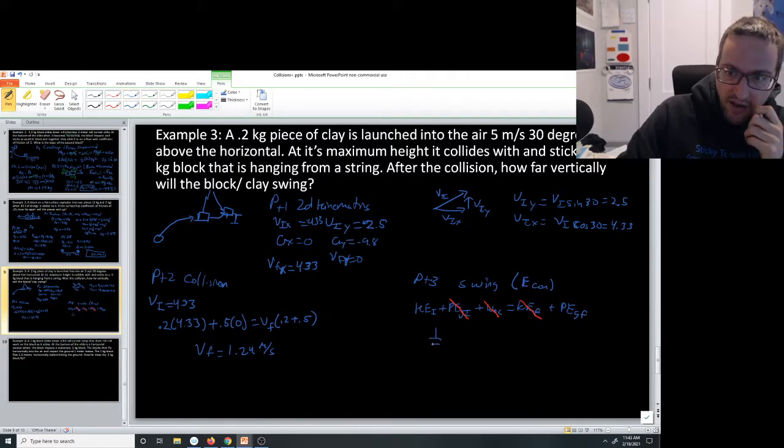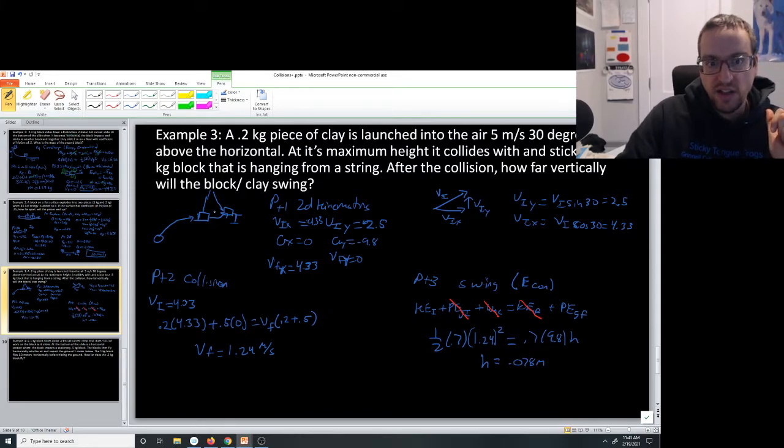So just 1/2 times 0.7 times 1.24 squared equals 0.7 times 9.8 times h, which is what we're trying to find. And when we solve that out, we get a height of 0.078 meters. So it rises 7.8 centimeters in that swing.